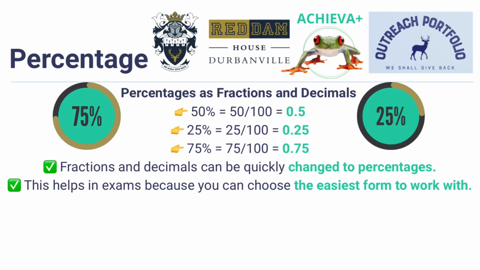Percentages as fractions and decimals. 50% is 50 out of 100, which is 0.5. 25% is 25 out of 100, which is 0.25. 75% is equal to 75 out of 100, which is 0.75.